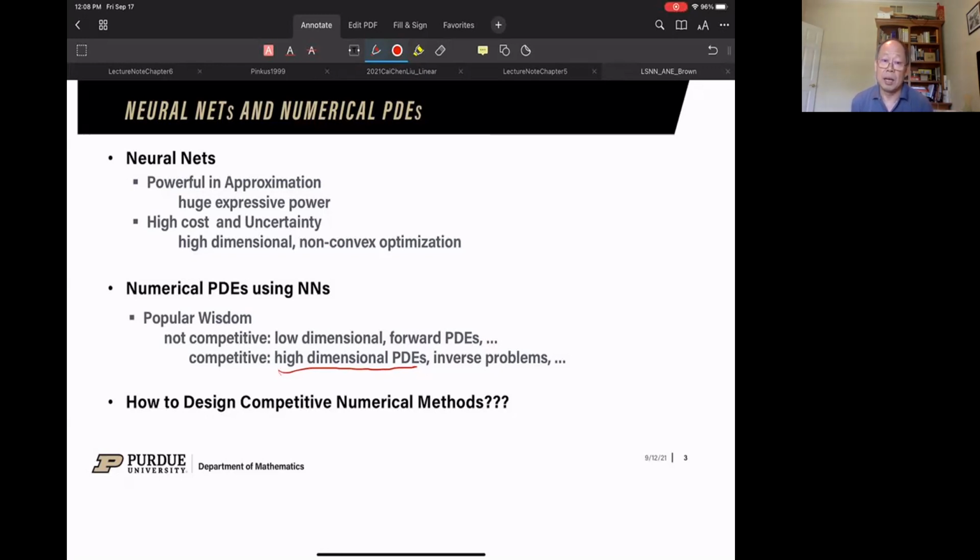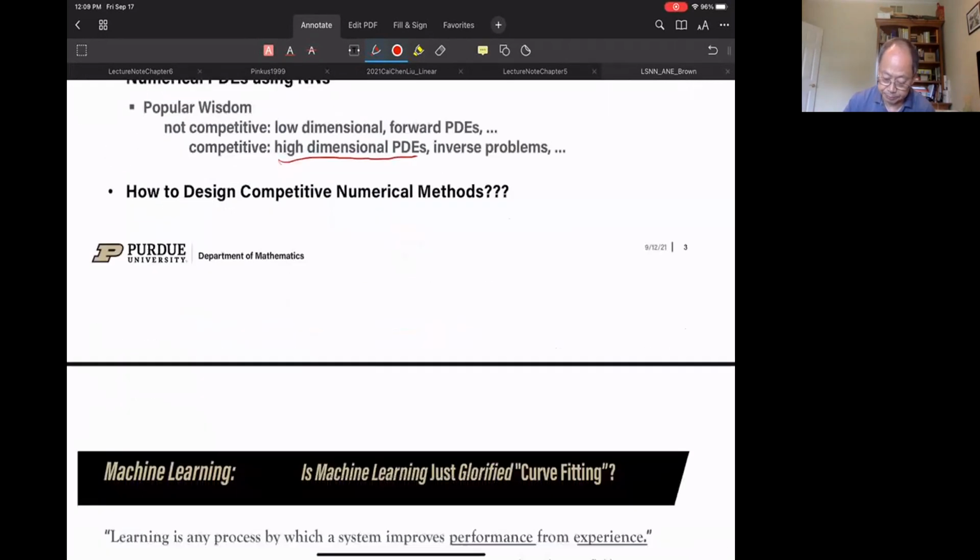So in my talk, I'm trying to show that we are able to construct a very competitive neural network scheme for low dimensional PDEs. But this requires a lot of understanding of neural nets and a well thought out design. Let me first give you one slide.